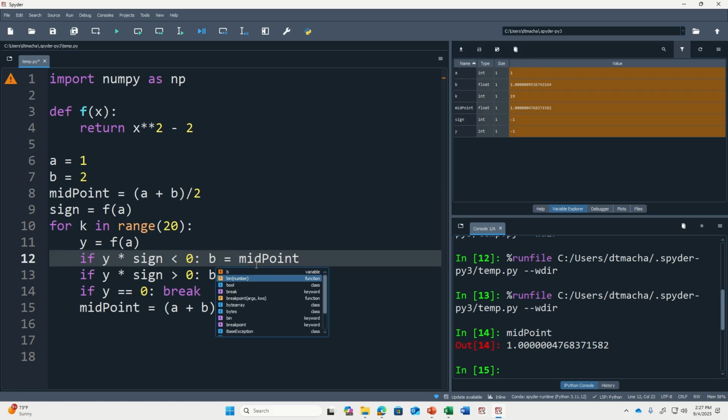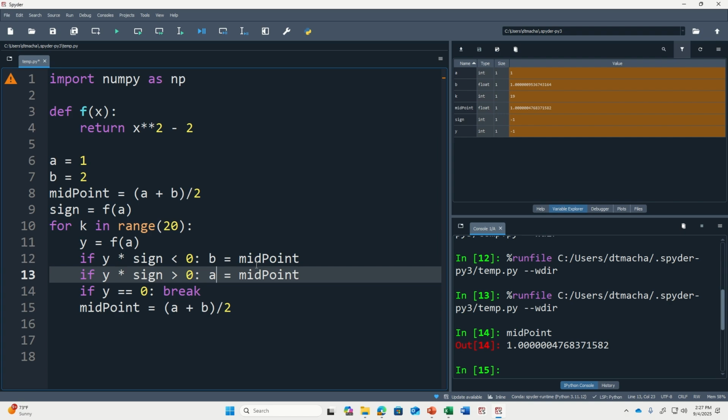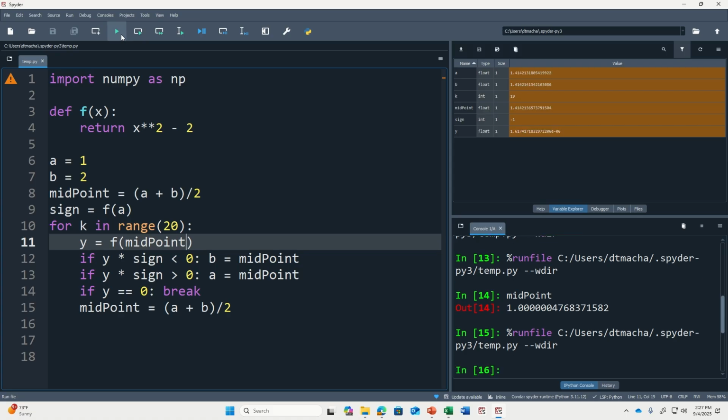So I think it was correct. Maybe it's this f that is a problem. No, I think that's right. Oh, here it is. Okay, look. It was just saying y equals f of a, right? Now it's actually going to calculate the function value at the midpoint. There we go. Now it's perfect.